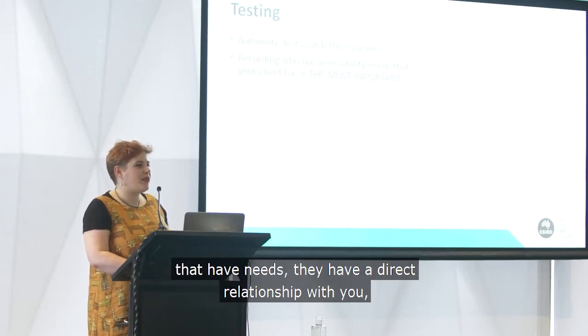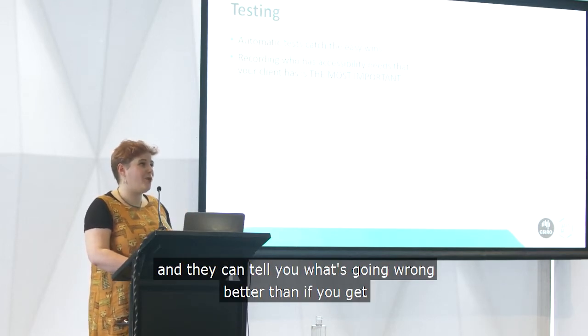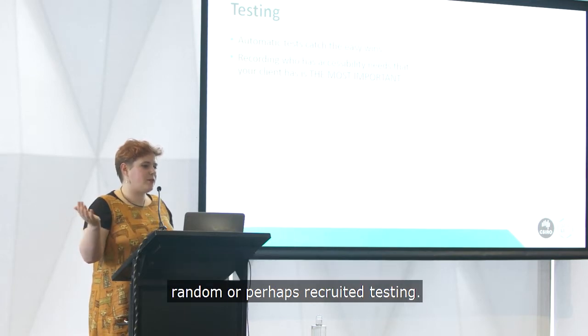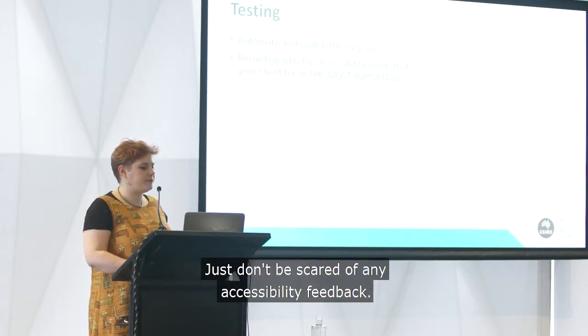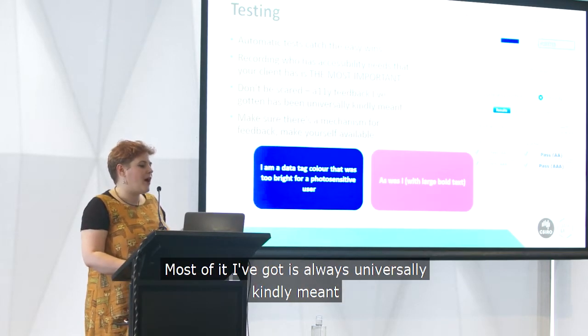Recording who has accessibility needs with your client is the most important, because if they've got people that work with them that have needs, they have a direct relationship with you, they have a direct relationship with the product, and they can tell you what's going wrong better than if you get random or perhaps recruited testing. Just don't be scared of any accessibility feedback.